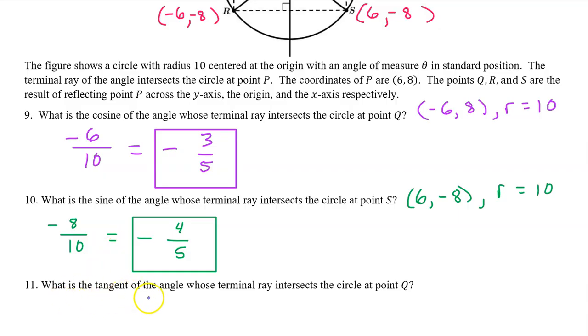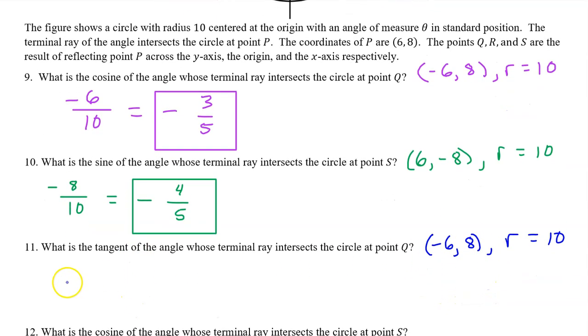11. What is the tangent of the angle whose terminal ray passes through the circle at point Q? Remember, point Q is -6, 8, and we know the radius to be 10. The tangent of the angle will be the vertical displacement divided by the horizontal displacement. So that's going to be 8 divided by -6. This reduces to -4/3. So that's the answer to number 11.